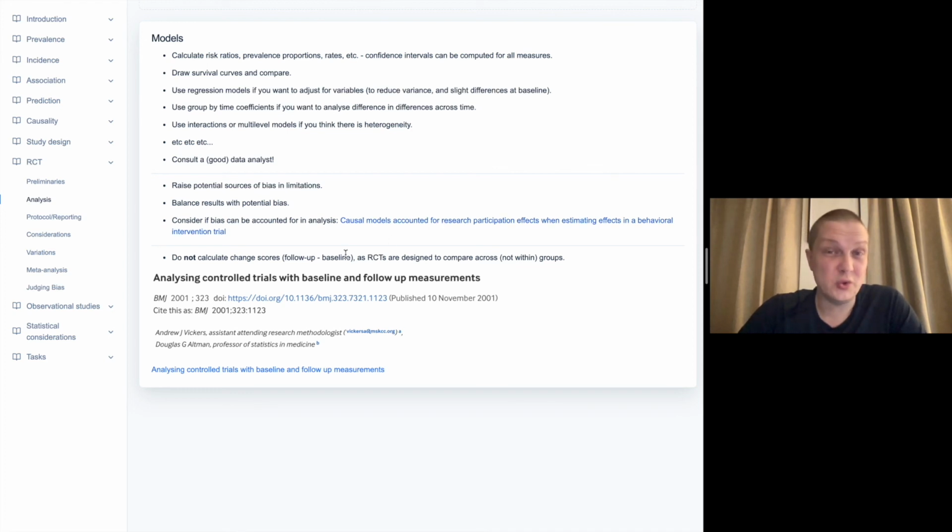There are obviously a lot of do nots in analysis. There always are. But there's one thing that I see quite often that I think is worth just pointing out here. And that is, do not calculate change scores. That is follow-up minus baseline. As tempting as that might be, randomized controlled trials are designed to compare across groups, not within groups. And there's a very good paper written by Vickers and Altman who describes why this is an issue and what you should do instead. Basically, the answer is you should adjust for baseline values. Do not calculate change scores by taking follow-up minus baseline. This is worth reading. There's a link here.